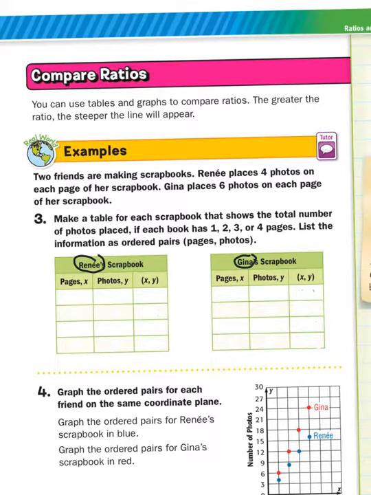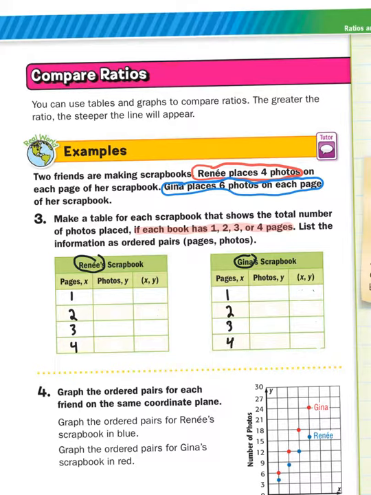Remember, it says Renee places 4 photos on the page, right? Gina places 6 photos on a page. So we are starting here with Renee. Now it also says if each book has 1, 2, 3, or 4 pages. So here's what that means. See how this is pages? That means each book has 1, 2, 3, and 4 pages. Same thing with Gina's. 1, 2, 3, and 4.